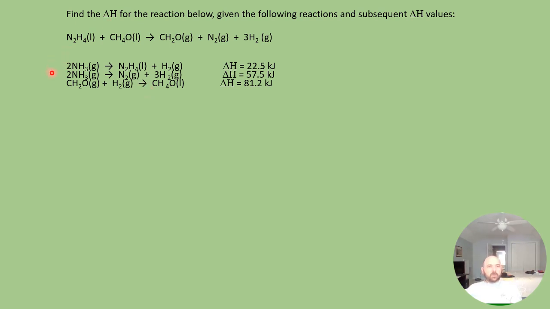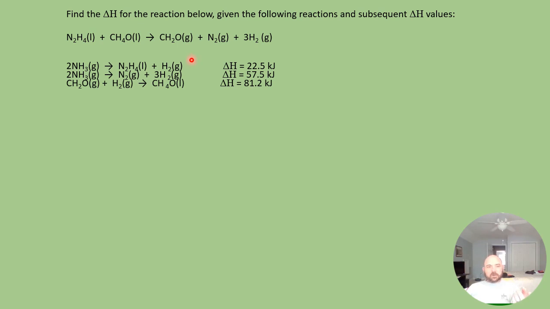We have a couple of ammonia decomposition reactions and then a combustion with hydrogen reaction here at the bottom. We want to pay attention to what we want to get into the reactant side and what we want to get into the product side. For the reactant side, we want N2H4 and CH4O. None of these reactions give me N2H4 or CH4O on the reactant side, so I know I'm going to have to turn around a couple of these problems.